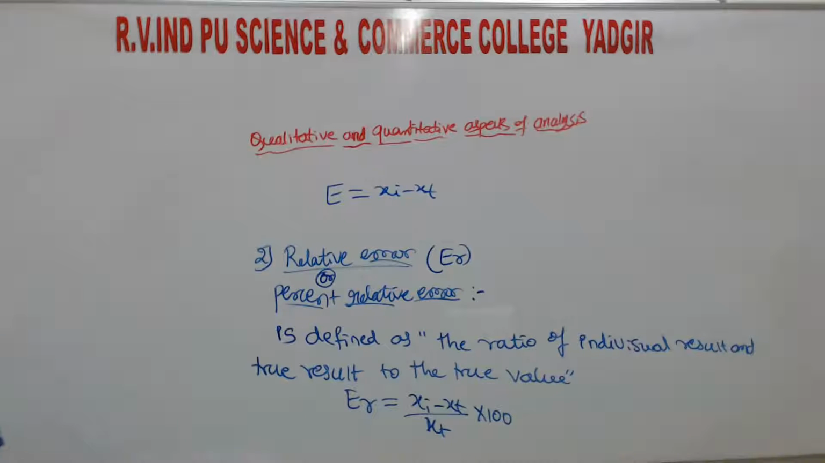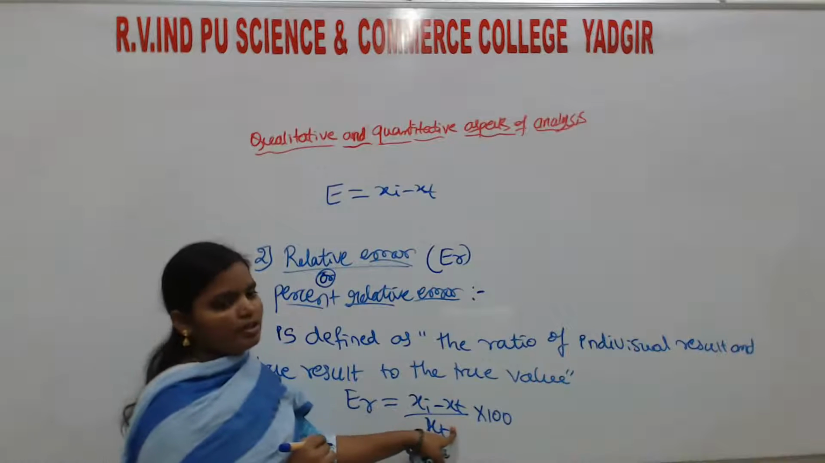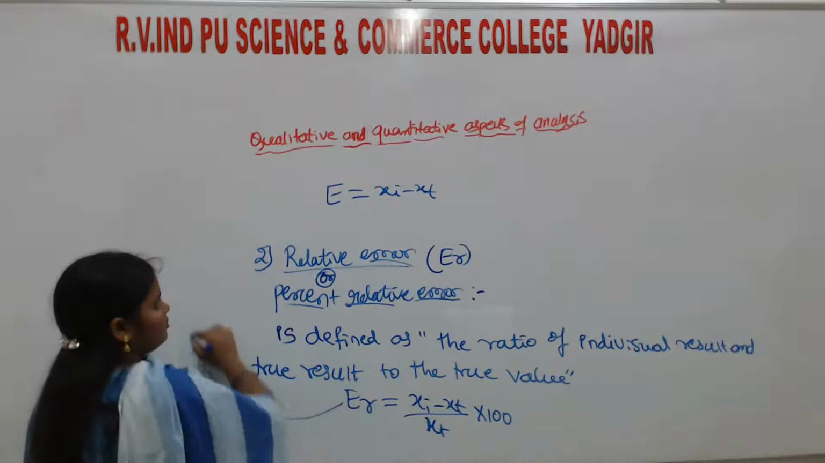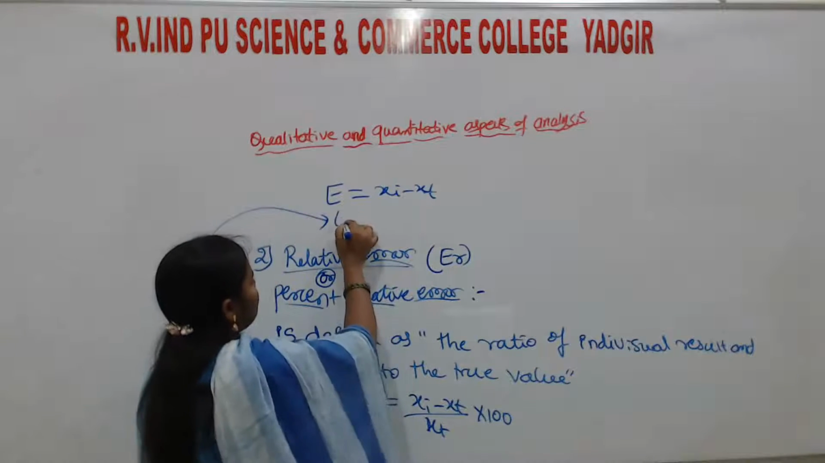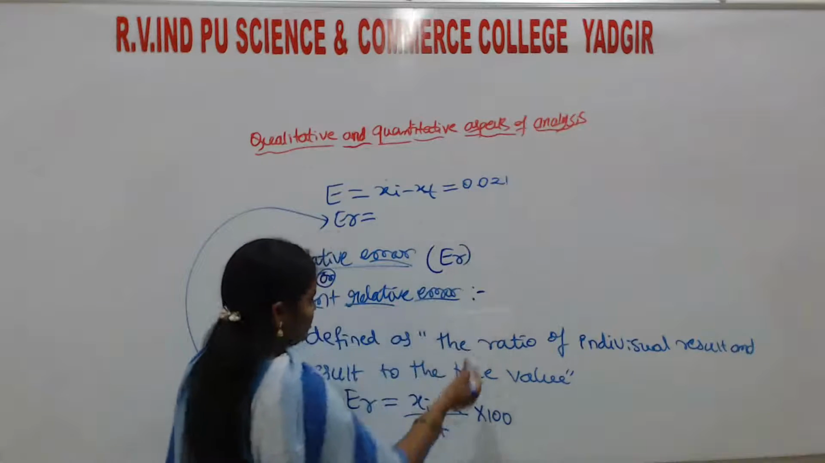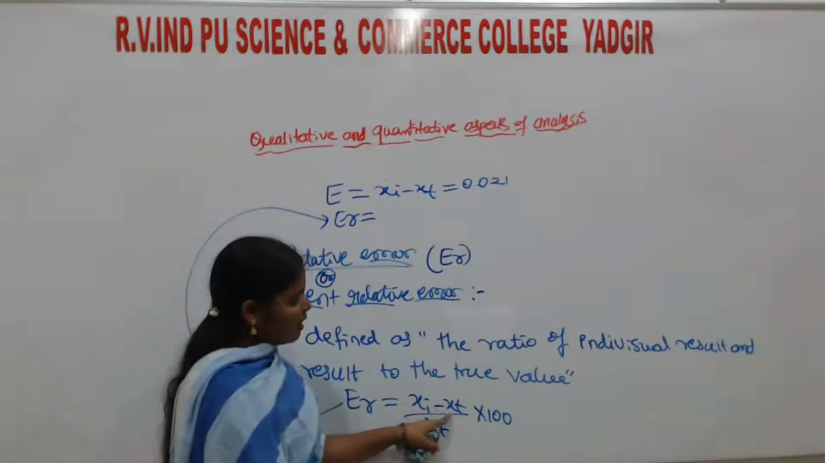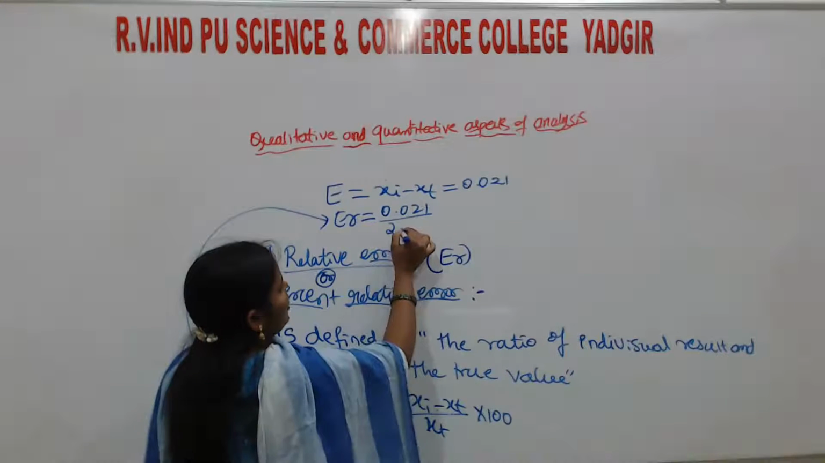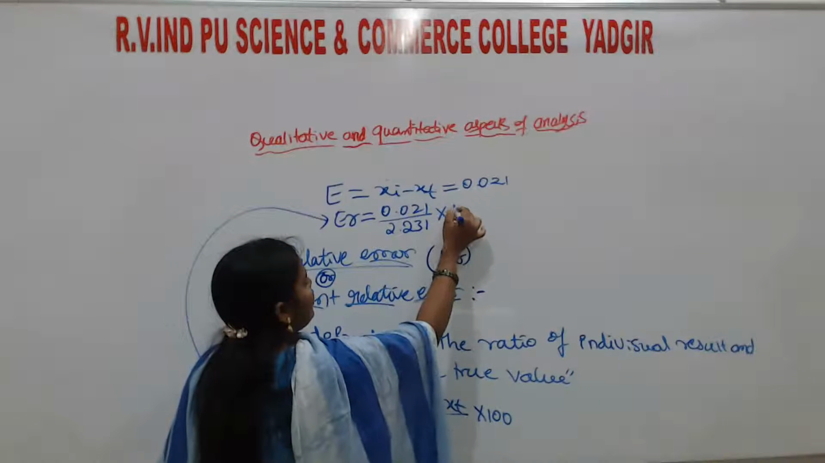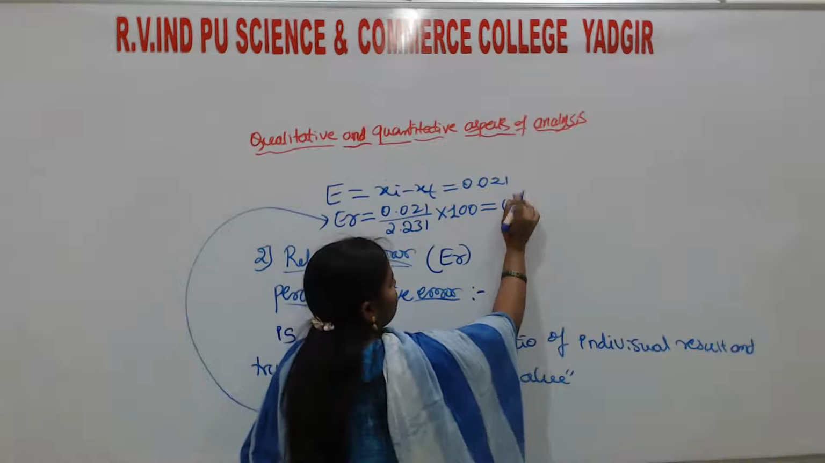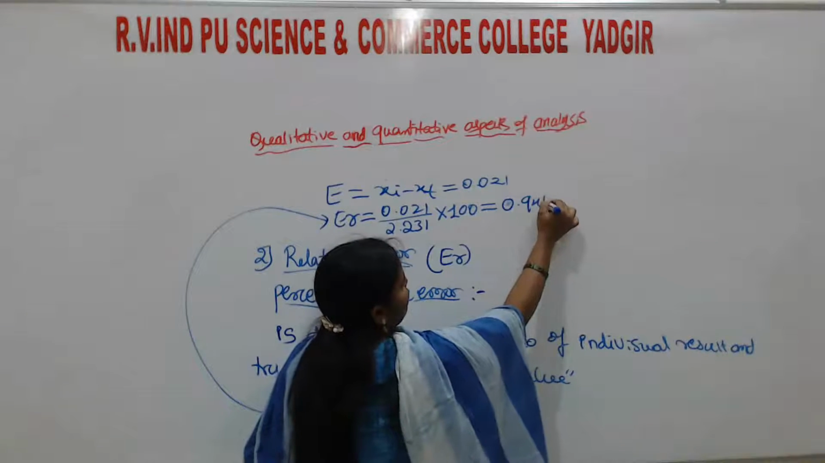Here you take the same example. The xi minus xt value you already calculated is 0.021, divided by the true value xt, 2.231, multiplied by 100. Therefore we get the answer 0.94128.